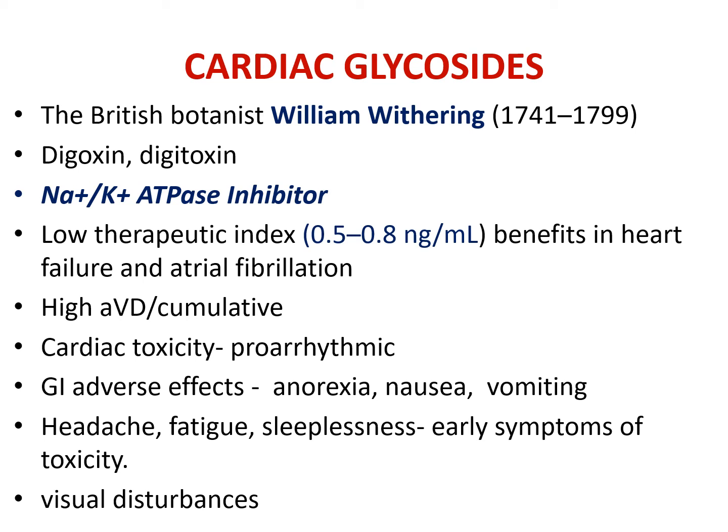The points you should remember about these cardiac glycosides are that it has a very low therapeutic index. The therapeutic level is between 0.5 to 0.8 nanograms per ml. It has a very high volume of distribution, it causes cumulative toxicity, and it is a pro-arrhythmic drug. Gastrointestinal adverse effects are commonly seen, and these are anorexia, nausea, and vomiting. CNS adverse effects are headache, fatigue, and sleeplessness. These are the early symptoms of toxicity. It also causes visual disturbances.